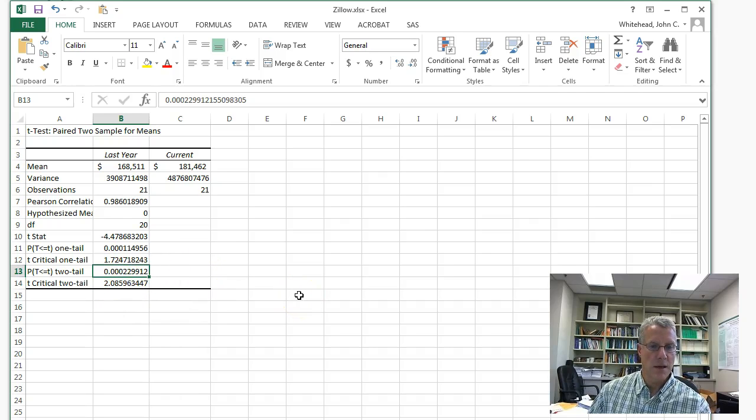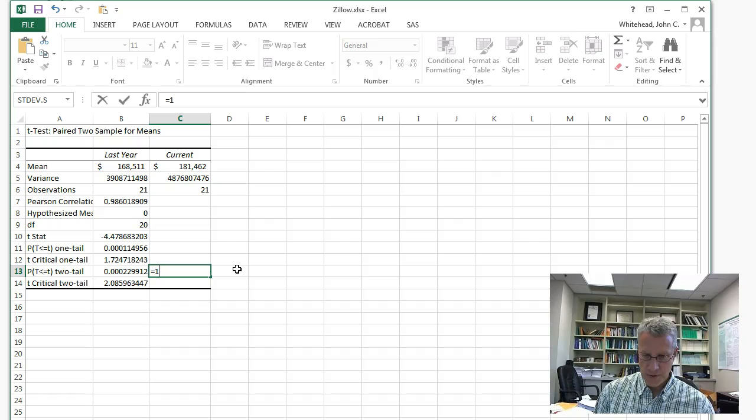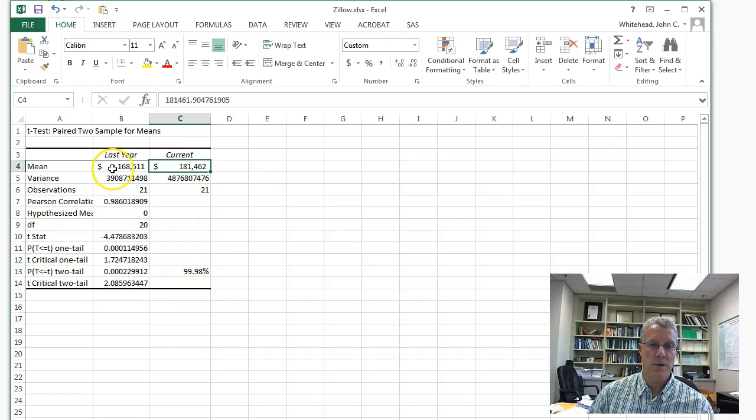And the p-value has a bunch of zeros to the right of the decimal, and the confidence that we have in that is going to be 1 minus the p-value. And in percentage terms, we're 99.98% sure that the current home values are higher than last year's values.